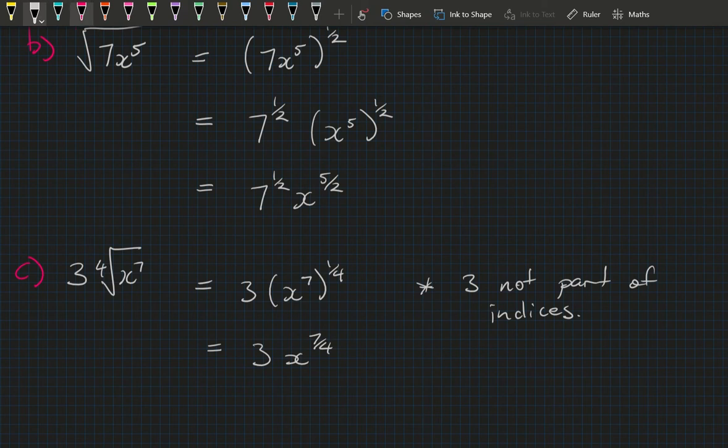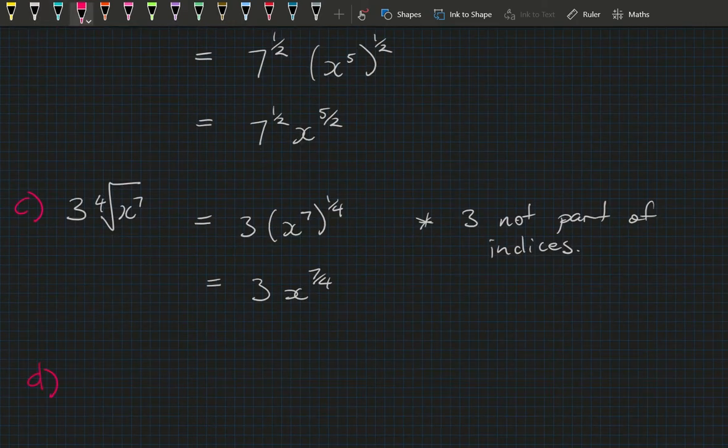Alright, finally part D has 10 times the square root of 10. Now I wonder if you can recognize what this might be from our surds unit. Anyhow, I'm going to move on to the next bit.